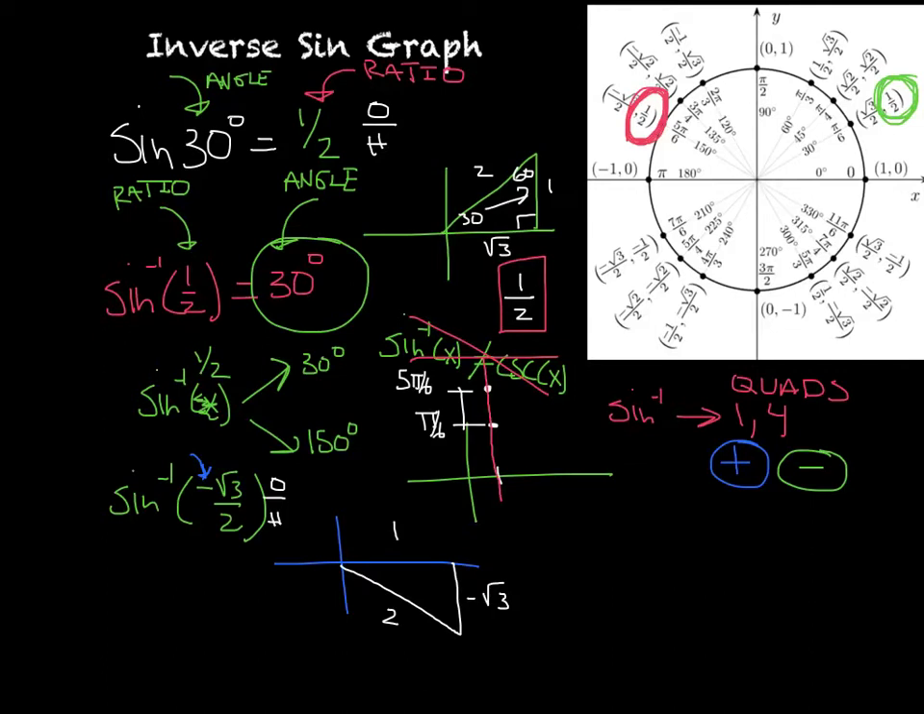And then you have to ask yourself, what angle is across from root 3 in this triangle? Well, it's always 60. So therefore, that is your answer. Now, for these inverse functions, what you want to do is give your answer in terms of a negative angle. So I know that you may be thinking that the answer is 300 degrees. Well, technically, the answer is negative 60 degrees.